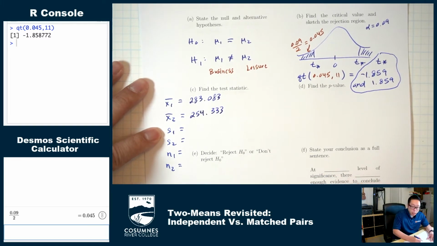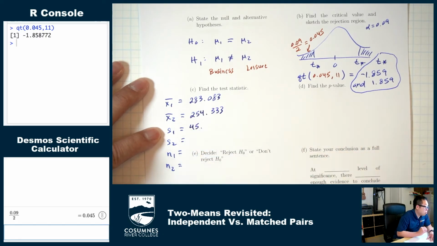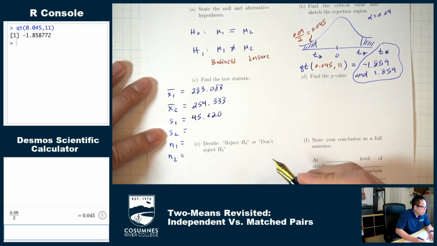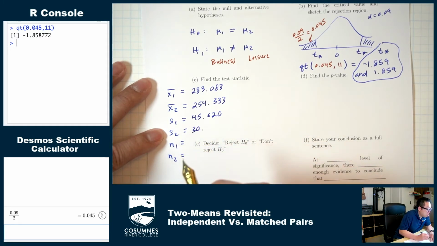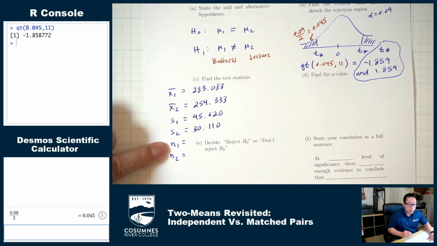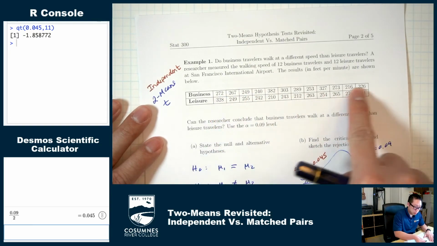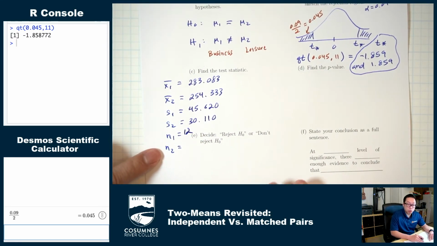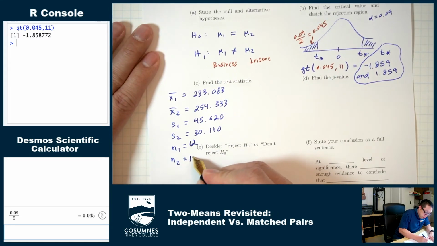S1, that's the standard deviation for business. Standard deviation for business was 45.620, rounded to 3 decimal places. S2, that's the standard deviation for the leisure. 30.110, rounded to 3 decimal places. N1, sample size for business. There's 12 numbers, so it's going to be 12. N2, sample size for leisure. Same thing, also 12 numbers. That's 12.